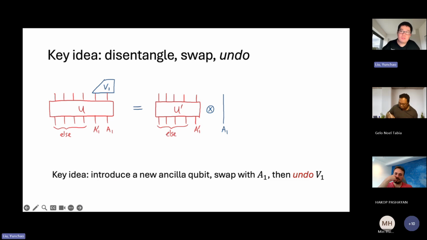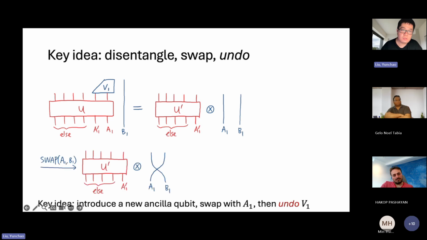But because of the issues we just discussed, the problem is that U prime could be a lot more complicated. That's the issue. But now we will see how to get around this issue by the following 3-step procedure. The first step is to introduce a new ancilla qubit. Actually, we will just add a wire B1 on both sides. So this looks very simple and not doing much. And now the second step is we want to add a swap gate on the 2 qubits A1, B1. And again, this doesn't look like much has happened, right?